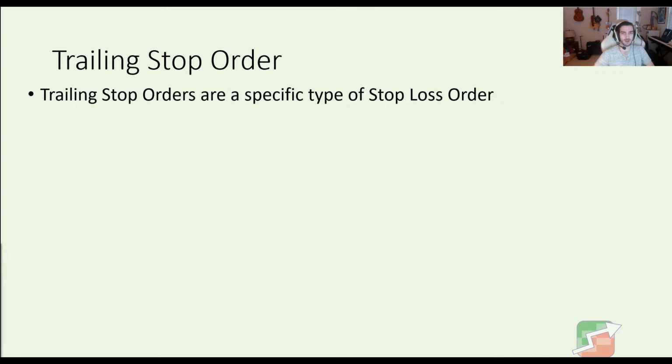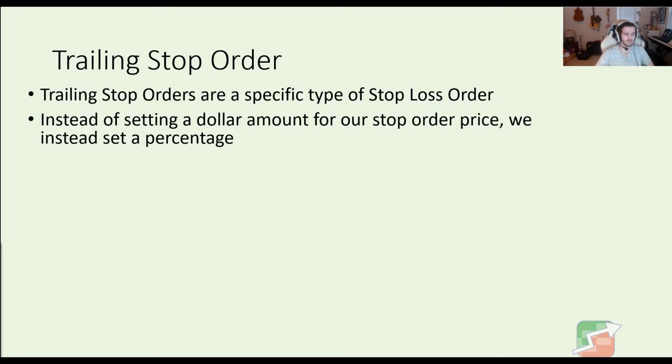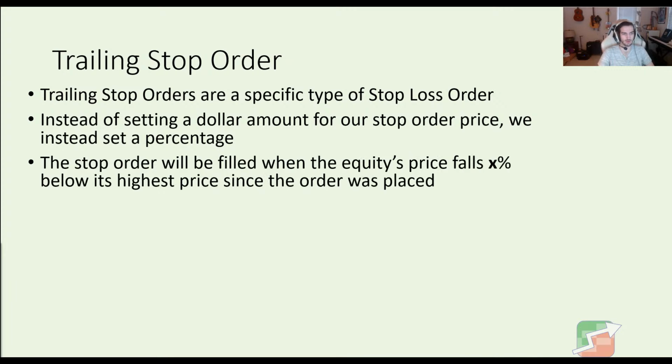Trailing stop orders are a specific type of stop loss, where instead of setting a dollar amount, say a stop price of $400 for Tesla, where if it goes below $400 you would sell, we set a percentage, where the stop order will be filled when the equity's price falls below a certain percent below its highest price since the order was placed.